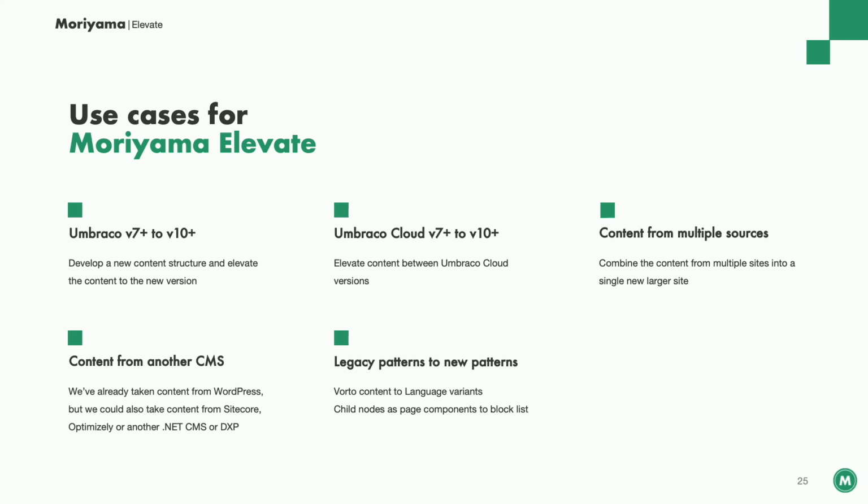As I said before, this was a big one for us. Legacy patterns to new patterns, not having to be hampered by what we had before, but also that goes further in terms of all those document types changing, the property editors changing. So, Vorto content, moving that across seamlessly into language variants, that's just an obvious need, isn't it? So we could handle that with a mapping.